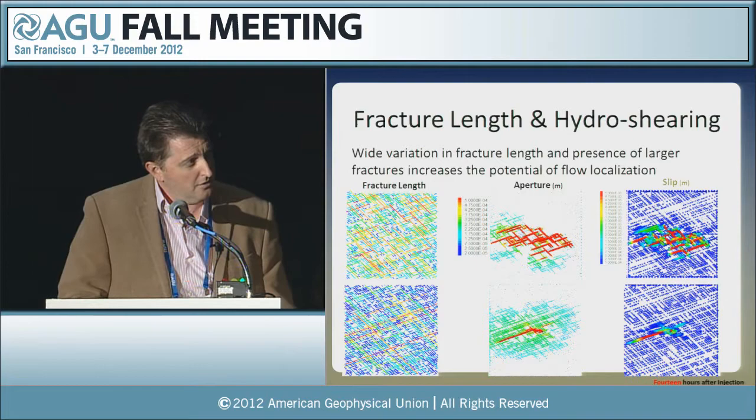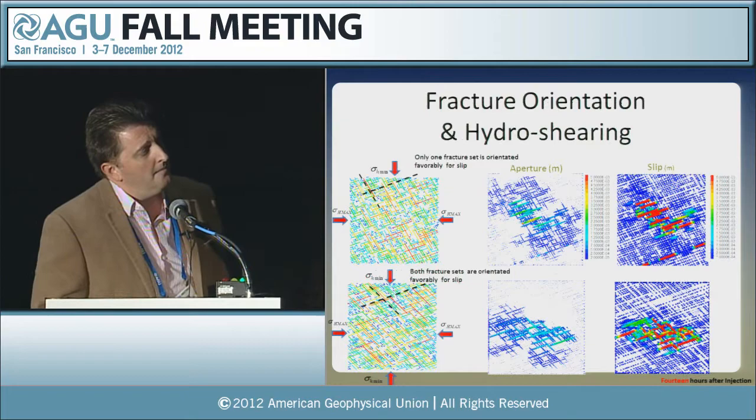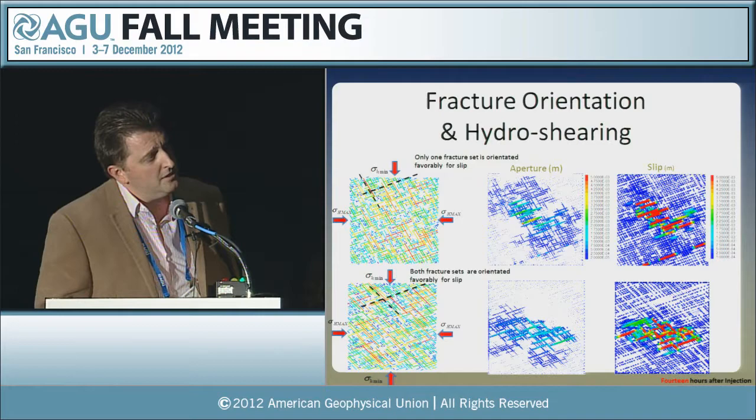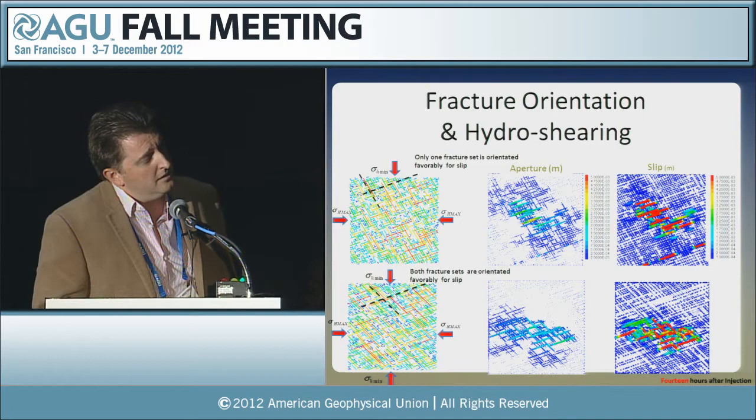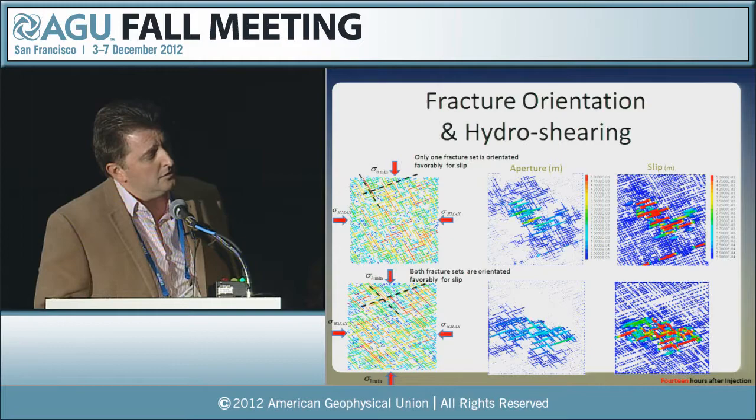In this example, we show the relationship of orientation with hydro shearing, orientation with respect to the maximum and minimum horizontal principal stresses. In this top example, we have, again, two conjugate fracture sets, but the second fracture set is orientated at a high angle to sigma max. In the lower example, the second fracture set is orientated at a much more acute angle to sigma max.